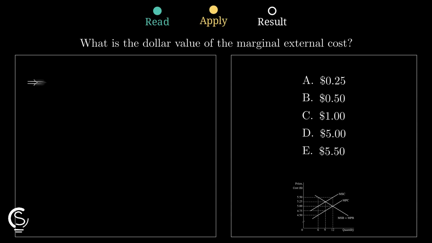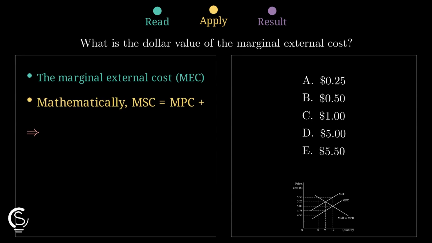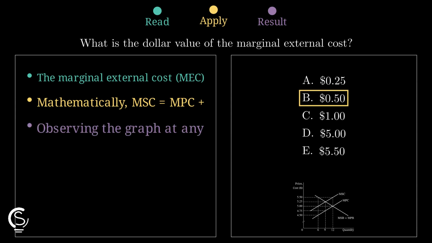Here is the key relationship. Marginal social cost equals marginal private cost plus marginal external cost. So the external cost is just the difference between those two curves. Observing the graph at any quantity, that vertical gap is 50 cents. So the marginal external cost is constant and equals option B.